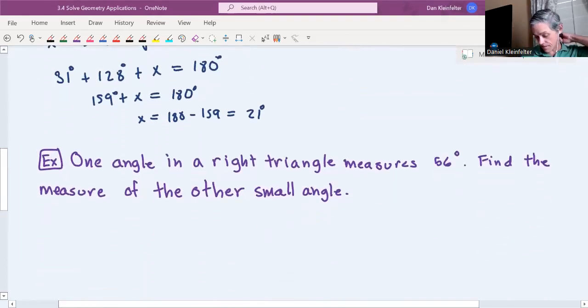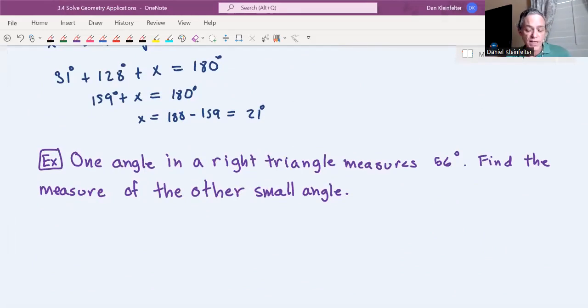In the next problem, it says one angle in a right triangle measures 56 degrees, and we want to find the measure of the other small angle. A right triangle is a triangle that has a right angle in it, which you'll usually see marked with a little square box in the corner where the right angle occurs. So here, this would be an example of a right triangle. And a right triangle has to have a 90-degree angle in it.